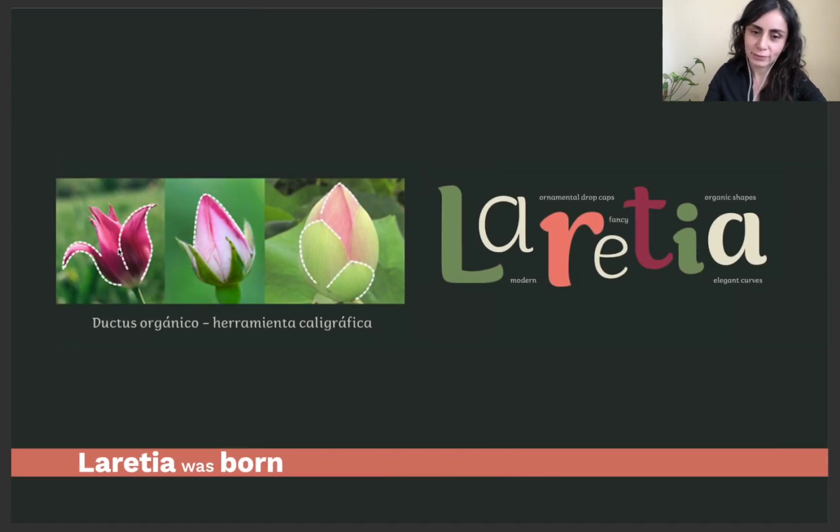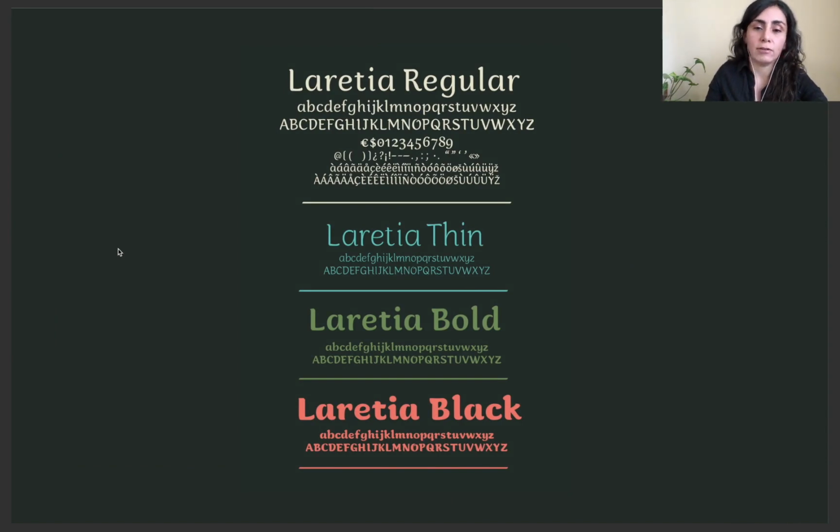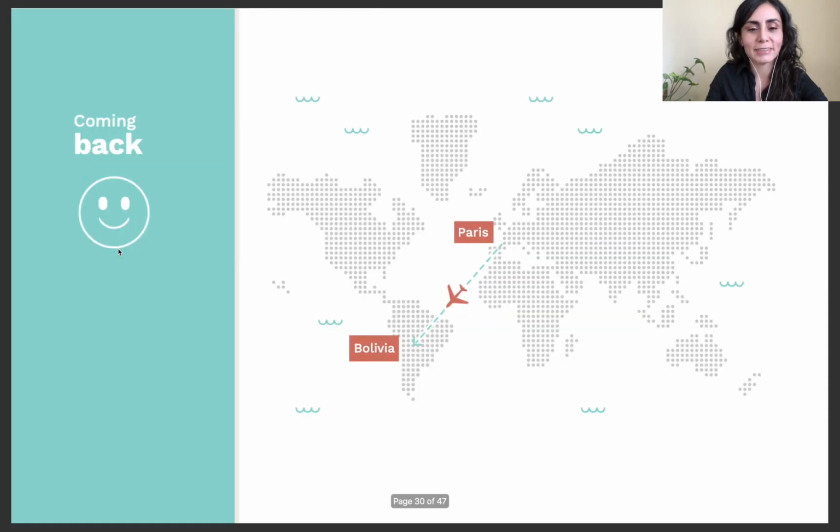After those intense weeks, I delivered La Aretia, a type system designed for a nursery plant service or any other organic related fields. It was developed for display and text applications as well as branding, social media, and packaging purposes. The letter forms try to show more fancy and organic shapes under a certain formal structure of type design construction, as it demands. And don't worry, we had time to be tourists and party afterwards.